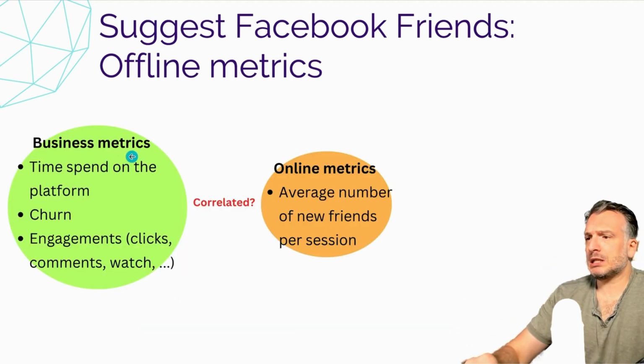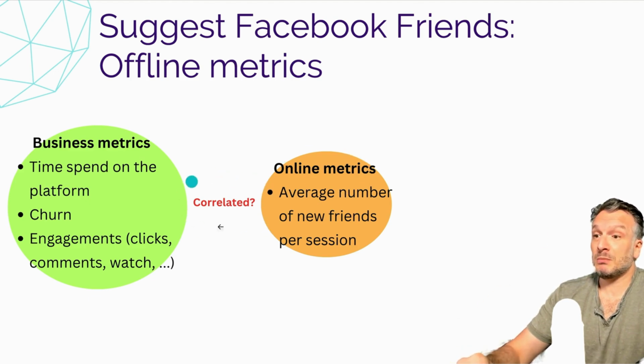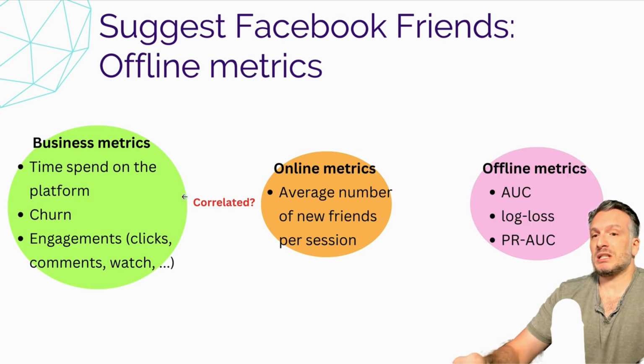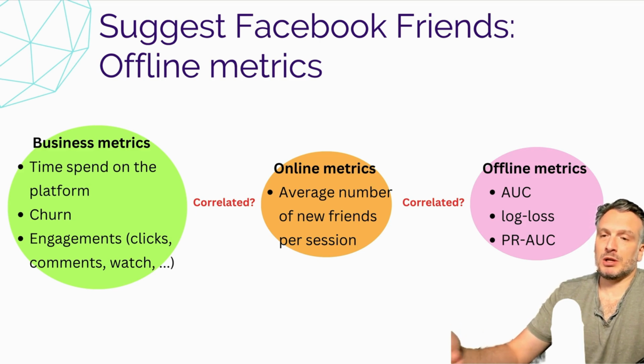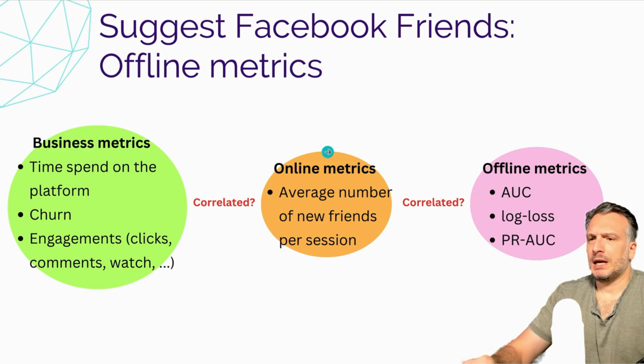Okay, so we had some business metrics and we had some online metrics. So we already questioned the fact that those metrics may not even be correlated. So what about the offline metrics? Is AUC correlated to the average number of new friends per session? Is log loss correlated? So if my offline metrics were to decide that a model was better than another one, would the online metrics decide the same thing? It is actually not a guarantee. So it is almost an art to choose the right offline metrics such that they correlate with the online metrics.